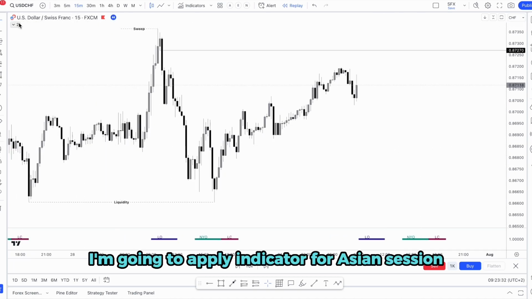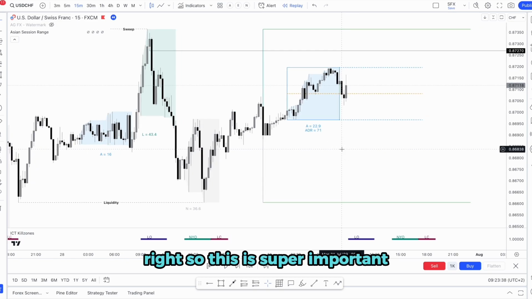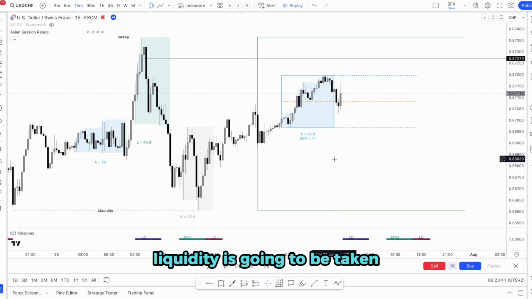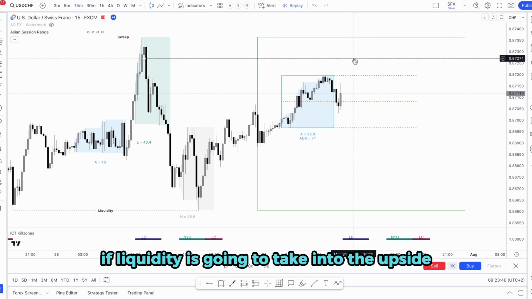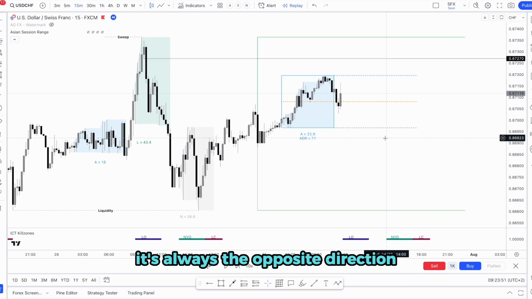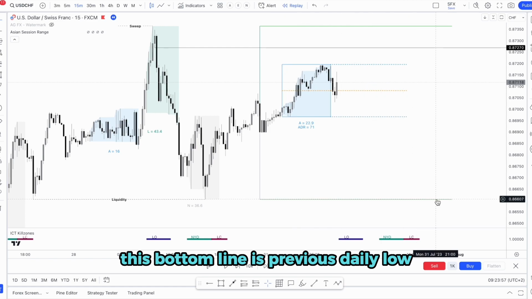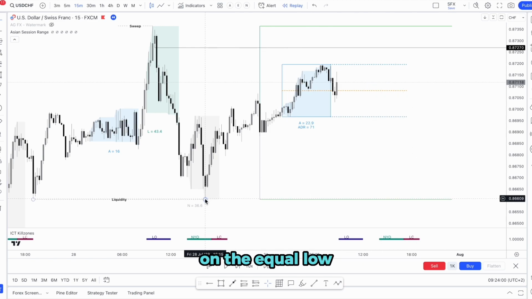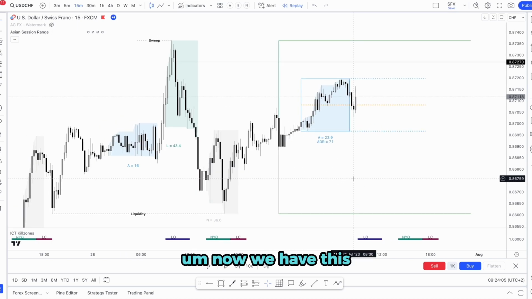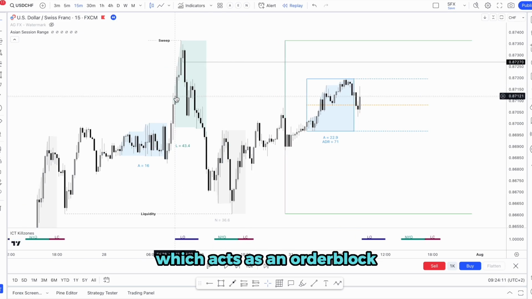Now I'm going to apply the indicator for the Asian session and previous daily high and low. This is super important. We have to know on which side liquidity is going to be taken, so we know that if liquidity is going to be taken on the upside, then we are going for the downside. It's always the opposite direction. Now, as you can see, this bottom line is the previous daily low, which is in fact on the equal lows. So, cross confluence.